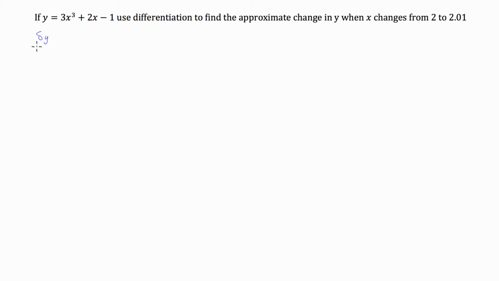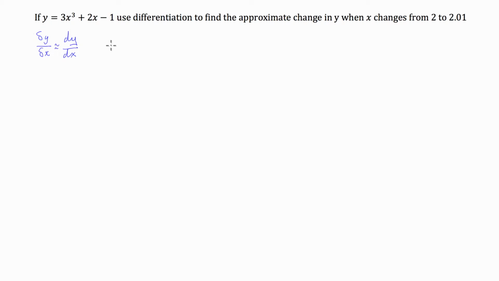Now for these small or incremental changes in the independent variable, we can use the approximation delta y over delta x is approximated by dy over dx. What this means is that for small changes in the independent variable, there aren't going to be too many changes in the gradient of a function.